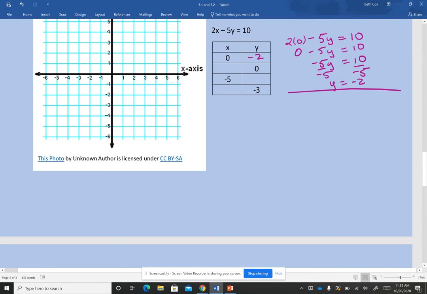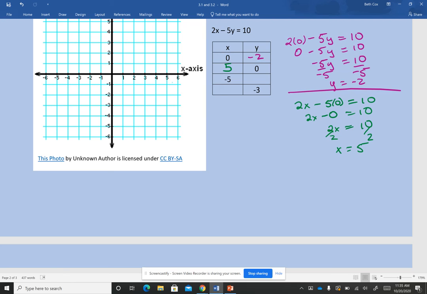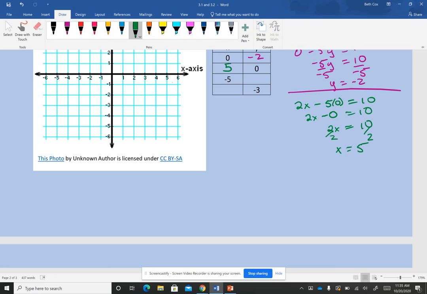Next, I will do y is 0. So 2x minus 5 times 0 equal 10. So that's 2x minus 0 equal 10. So that's 2x equal 10. Divide both sides by 2, and x is equal to 5. Okay. And then we'll do another one.